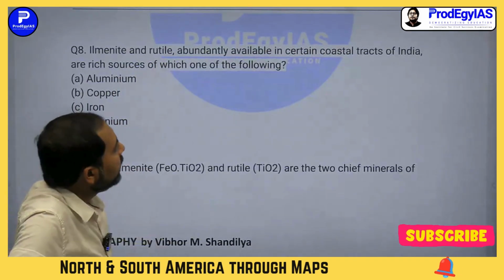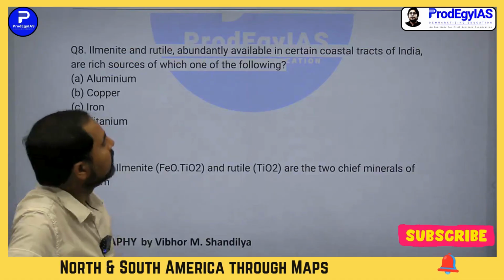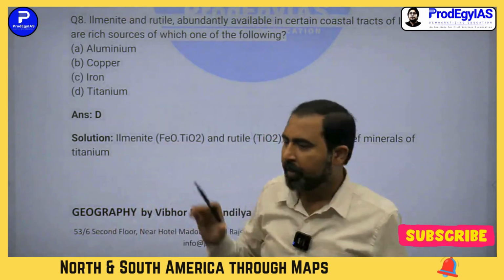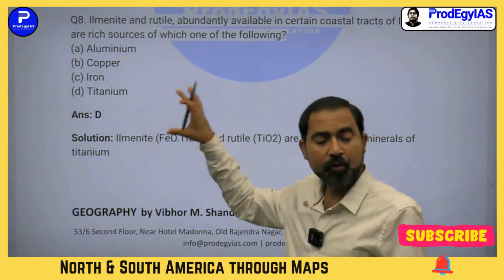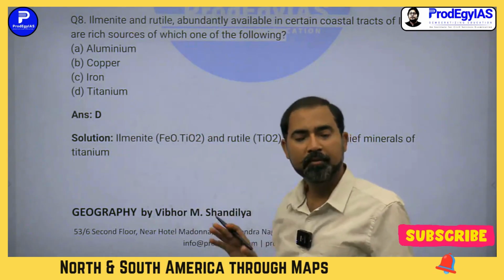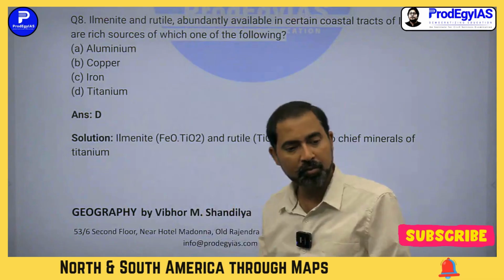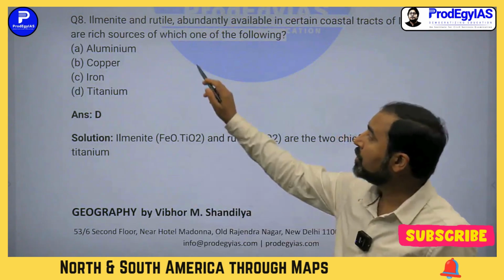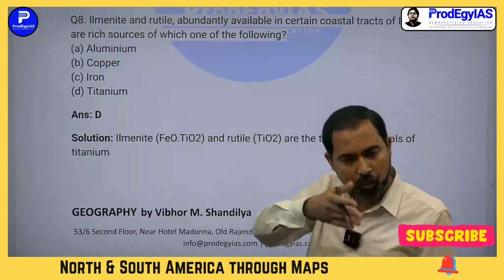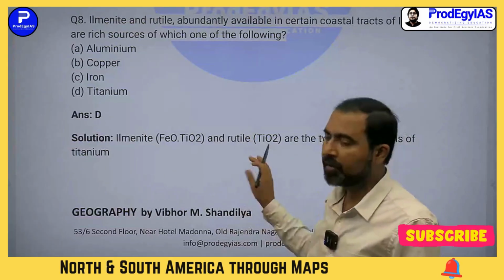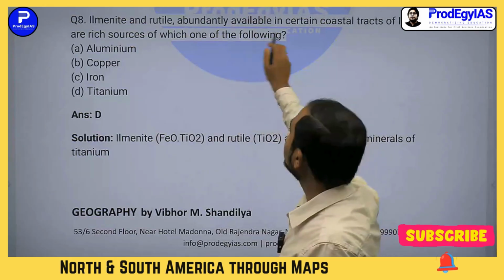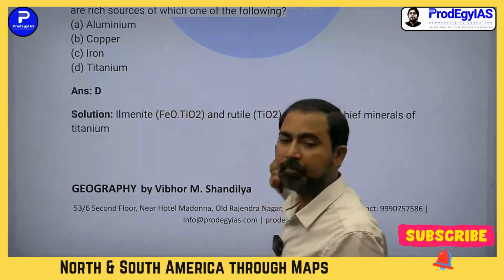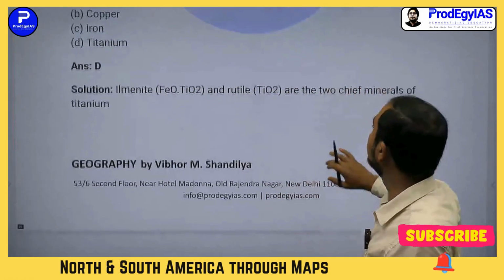Ilmenite and rutile, abundantly available in certain coastal tracts of India, are rich sources of which one of the following? This is based on the resources found in Indian Ocean, right? Because Indian Ocean is also a rich reserve of resources. So these are the resources found in Indian coastland, nearby Indian coast, right? So you should know that ilmenite and rutile are both the ores of titanium, from which titanium is derived, right?